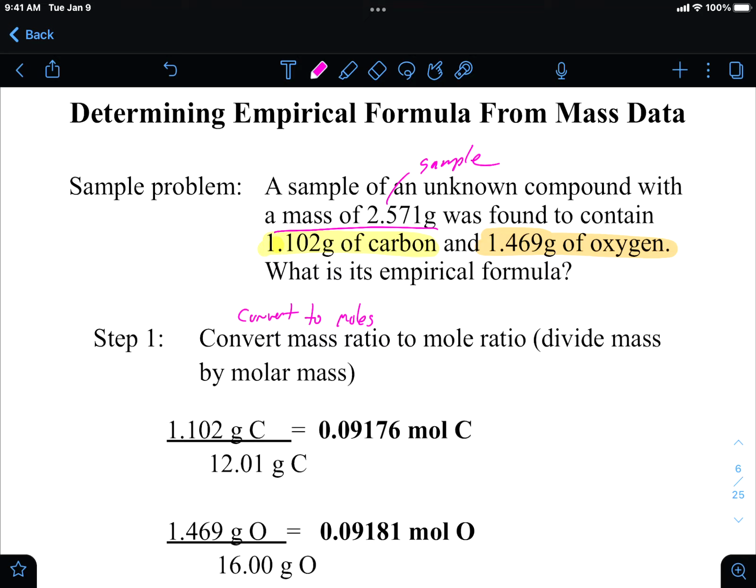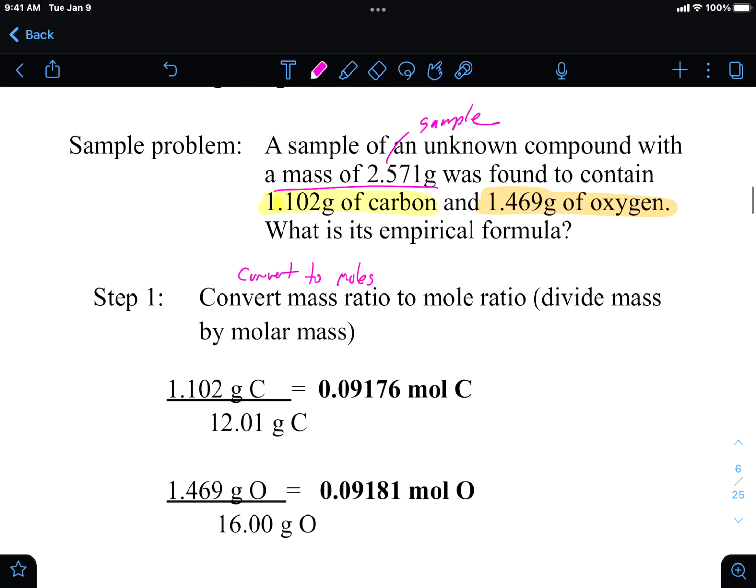You're going to do this by using the molar mass. So I'll rewrite it in dimensional analysis format like you're used to seeing. What we do is we take 1.102 grams of carbon. The molar mass of carbon is 12.01. So by dividing, we get 0.09176 moles of carbon.